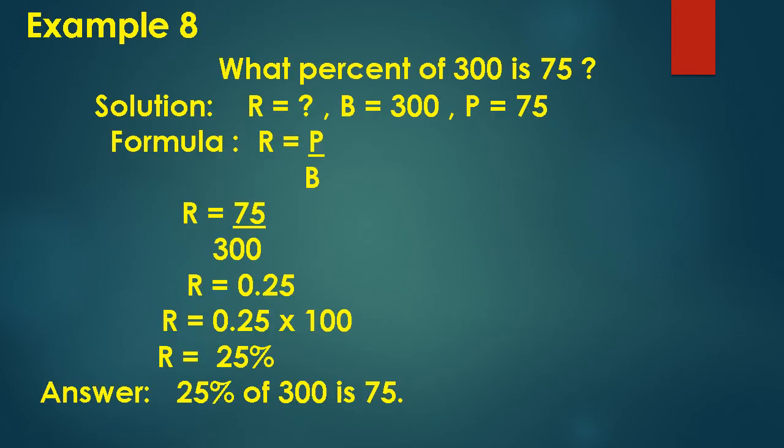Example number 8. What percent of 300 is 75? Solution. R is the unknown number, B is 300, and the P or the percentage is 75. Formula. R is equal to P over B. R is equal to 75 over 300. Then 75 divided by 300, the answer is 25 hundredths. Then we are going to multiply it by 100. This is changing decimal to percent. So the answer is 25%. So the answer is 25% of 300 is 75.